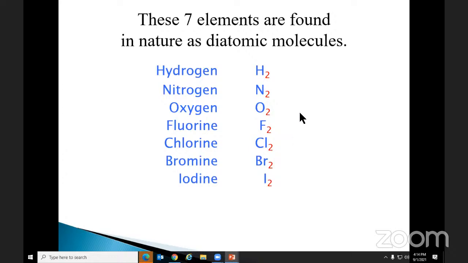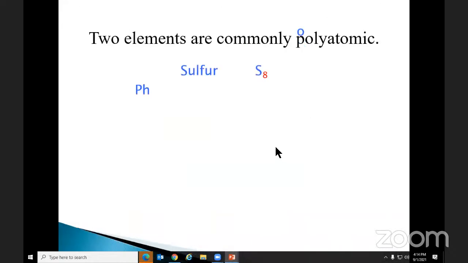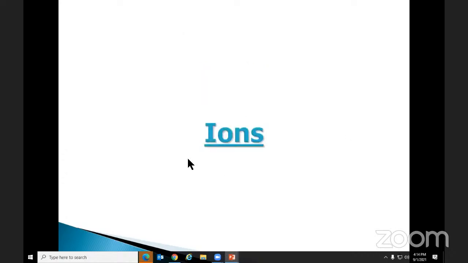All right? Then we have some other elements which are said to be polyatomic. They exist in nature as polyatomic molecules. Sulfur exists as S8 and phosphorus exists as P4, all right? So again, you need to know these two, and you need to keep in mind that this is how they exist in nature. So if a question is talking about a reaction with, let's say, phosphorus, then you should know that you're referring to P4, all right, and not just P, okay?